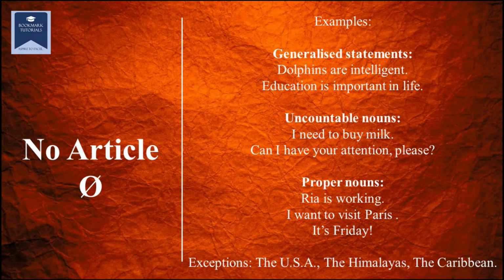We don't use articles with proper nouns, like names of people and places. For example, Ria is working. I want to visit Paris. It's Friday. But there are some exceptions to this rule. We say the USA, the Himalayas, the Caribbean, etc. This is because the article is already added to their name.